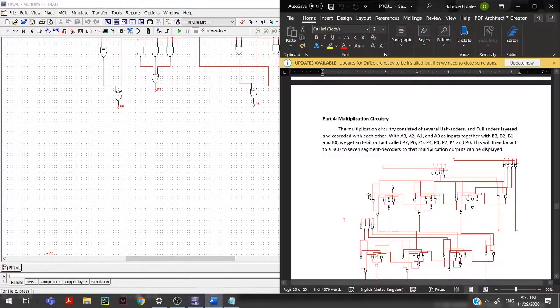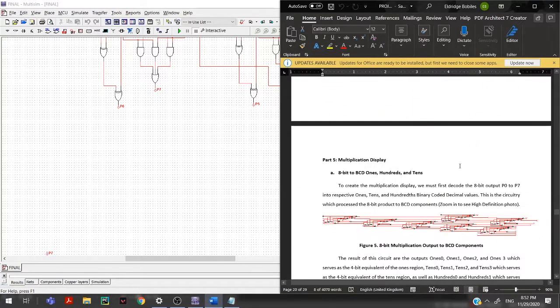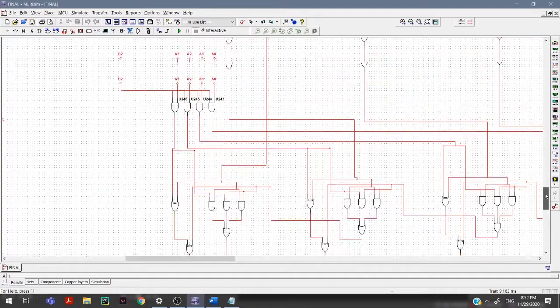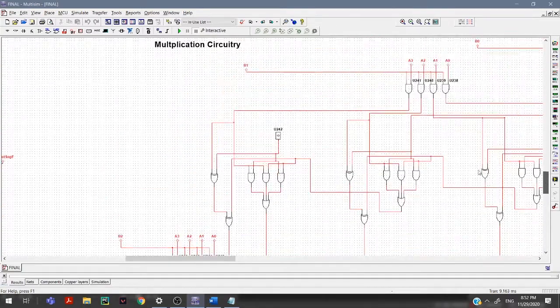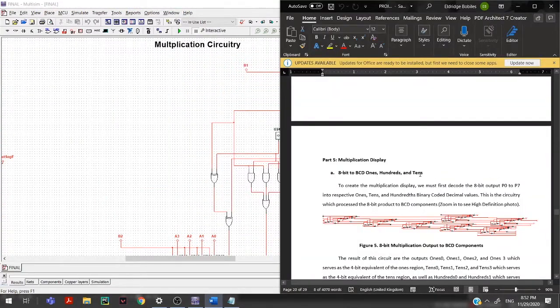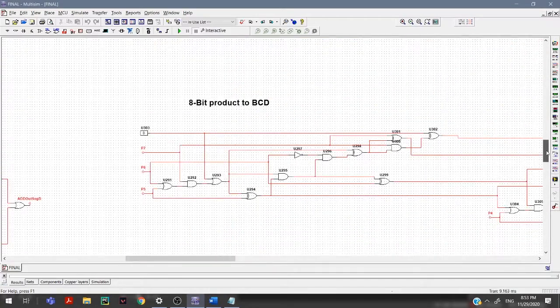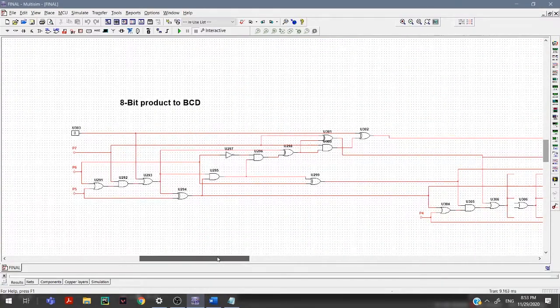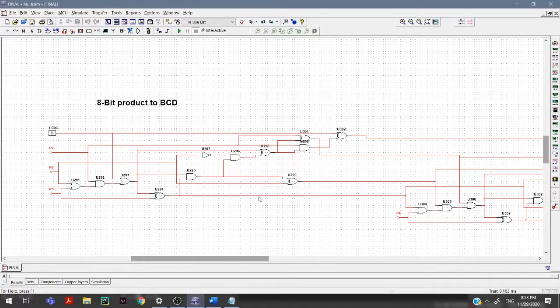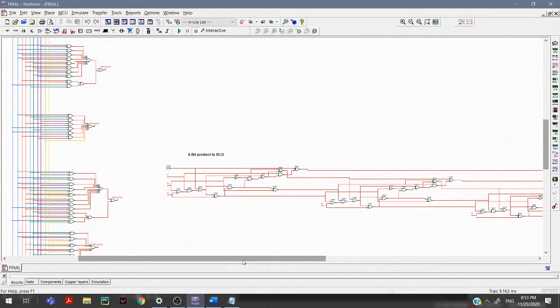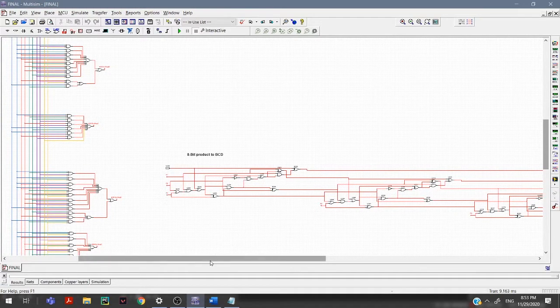So these 8 bits will serve as our input to our 7-segment display. But before that, we first need to transform this 8-bit output to the BCD ones, hundreds, and tens. To do that, we need to move on to our 8-bit product to BCD converter. This is one of the longest circuitry in this project. As you can see, the 8-bit product to BCD.